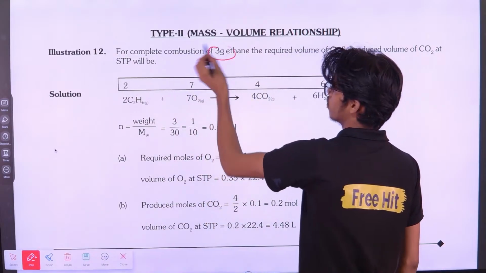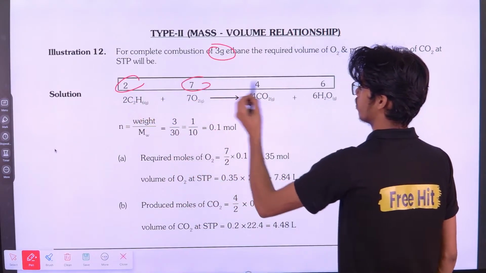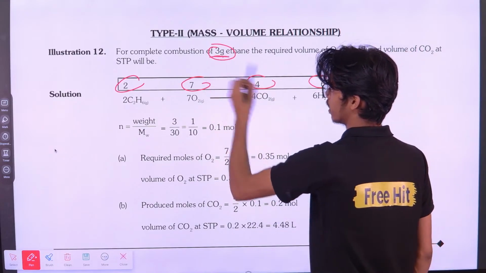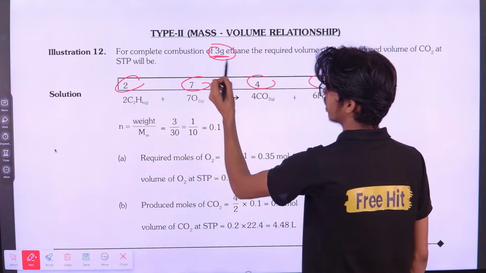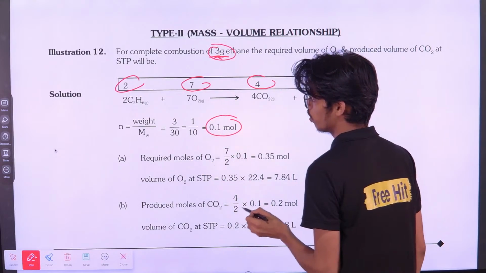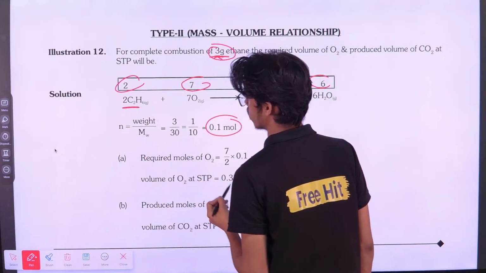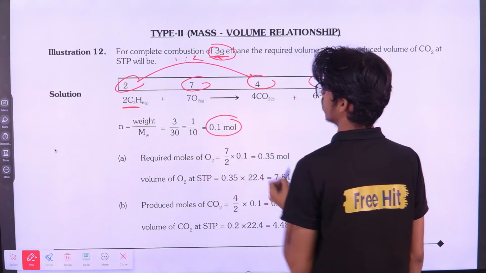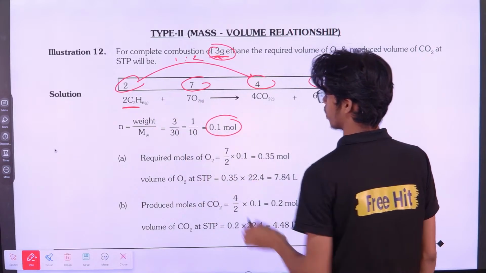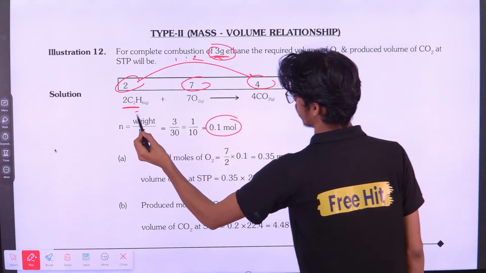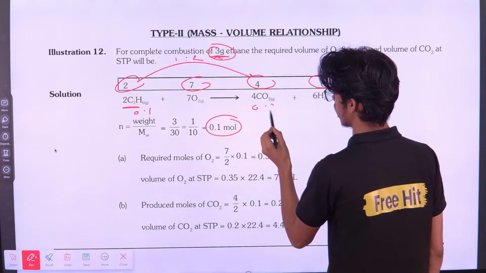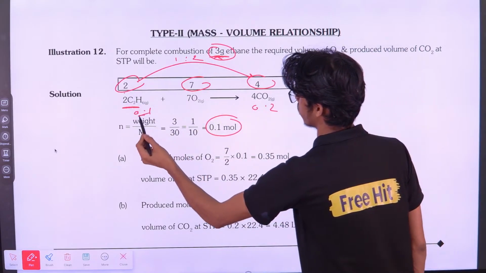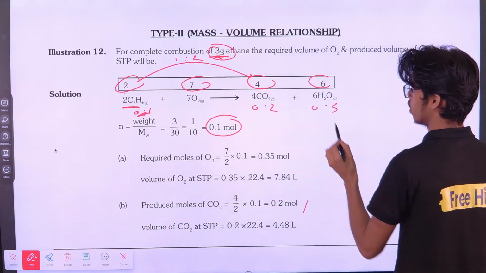Again, you have 3 gram, you know the reaction, 2, 7, 4, 6 are the ratio of these compounds. So you have to convert this 3 gram into number of moles. So now you know 0.1 mole of this is reacting. So 2/4 is the ratio, it means 1:2 is the ratio, right? So for one mole of this combusting, if it is 0.1, you will get 0.2, understandable? If it is 2:6, it means 1:3, it means if 0.1 is reacting, you will get 0.3, understandable?